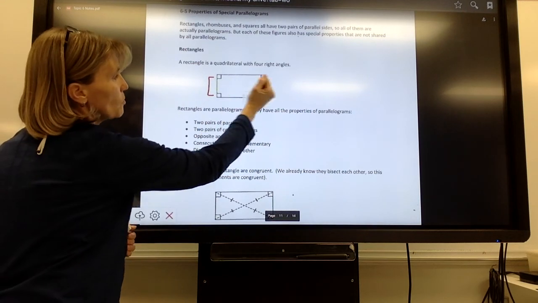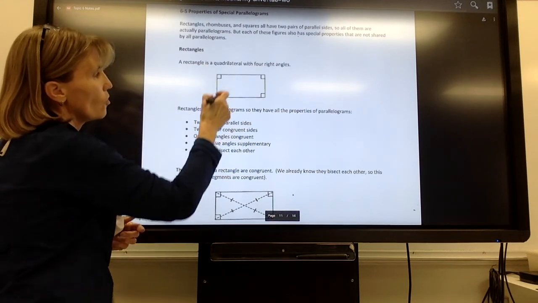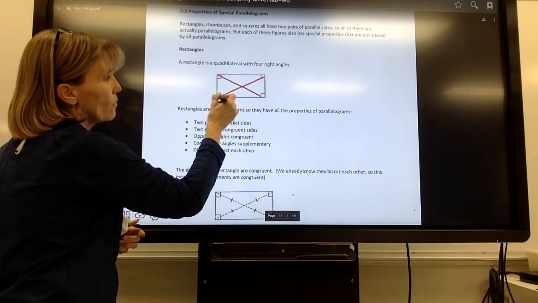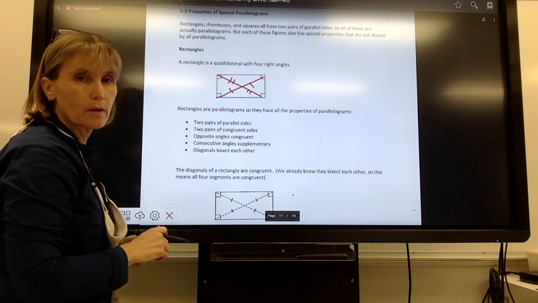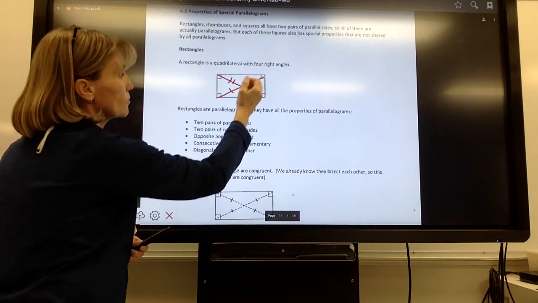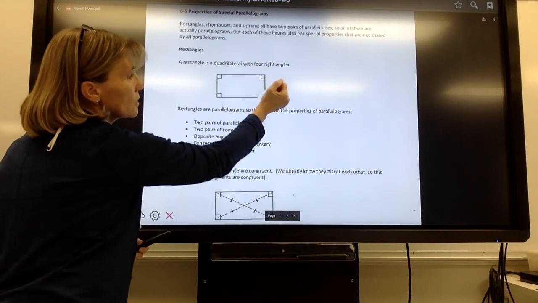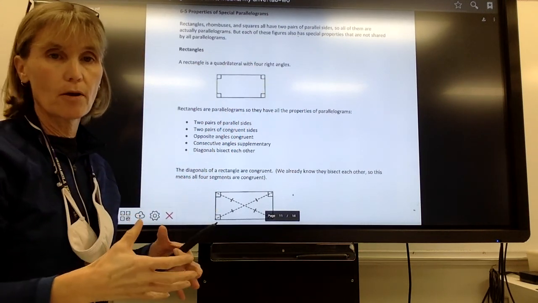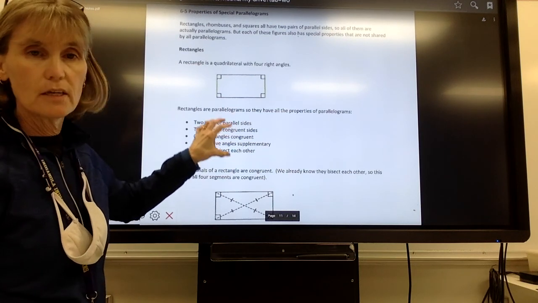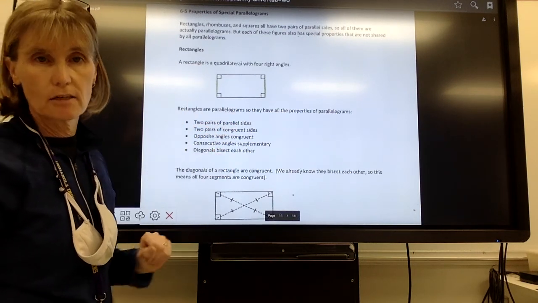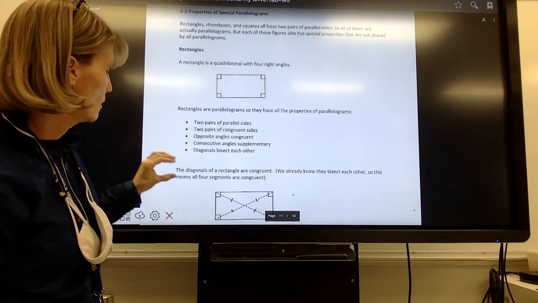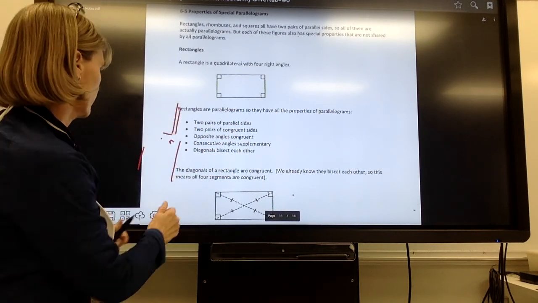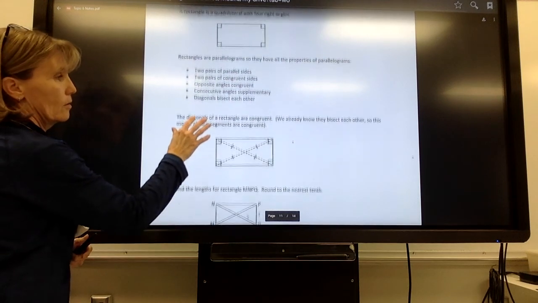And then the diagonals bisect each other. So when we draw in the diagonals for a rectangle, they get bisected here, they get bisected there. And we're actually going to look at that a little bit closer. Because a rectangle is a parallelogram, all 5 of these properties exist for the rectangle. And you're going to hear me say that a lot today.